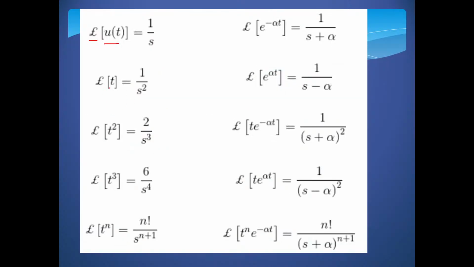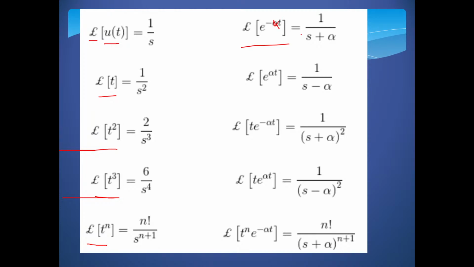Similarly, if your time domain function is t, Laplace of t is 1 by s square. These are all the formulas. Laplace of t square is 2 by s cube. Laplace of t cube is 6 by s to the power of 4. Laplace of t to the power n is factorial of n by s to the power of n plus 1. Laplace of e power minus alpha t. This is alpha.